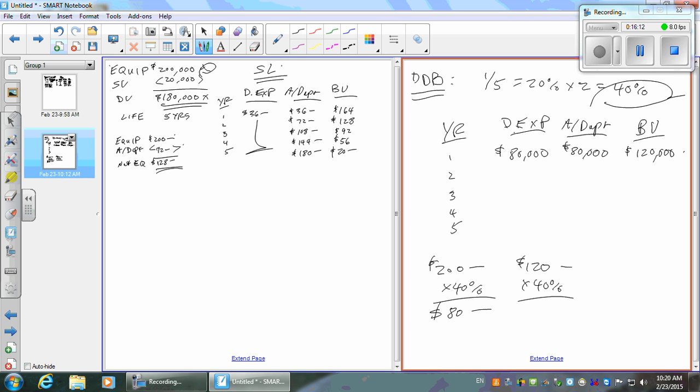Whatever the percentage is, right? Okay? Double the percent straight line would have been. That's all it is. Okay? So that's 48. And we just keep going. So debit 48,000 to depreciation expense, credit accumulated depreciation.